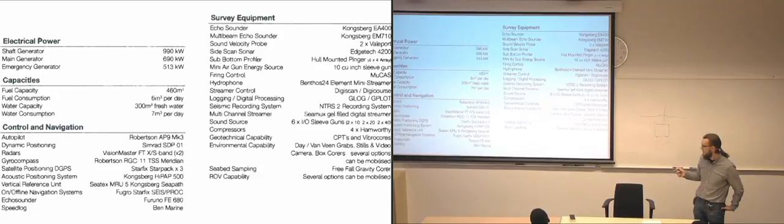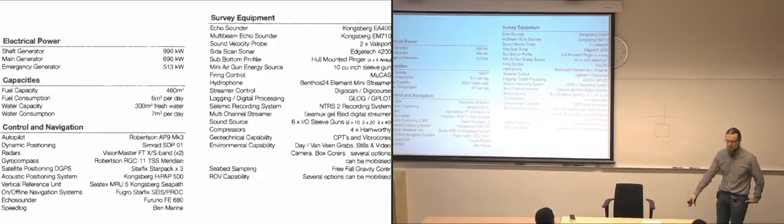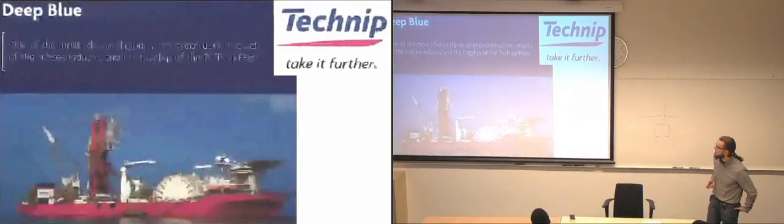Let's see if you see anything else here. Echo sounders, multi-beams, they have a whole lot of survey equipment, as you can see here. Even a hydrophone, so it's basically just a microphone that you put into the water, so you can listen to whatever's going on. Seismic recording systems, even, so quite a lot of things they can do.